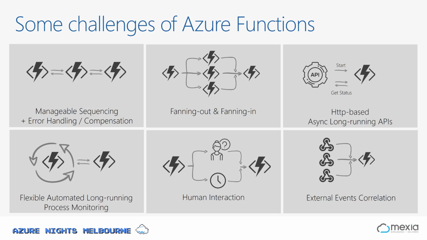And also, what if you wanted to implement a human interaction process? So imagine a human approval process, right? So you send, do you approve this PO? Do you approve this invoice, right? And then you're waiting for that person to approve or reject that PO, for example.